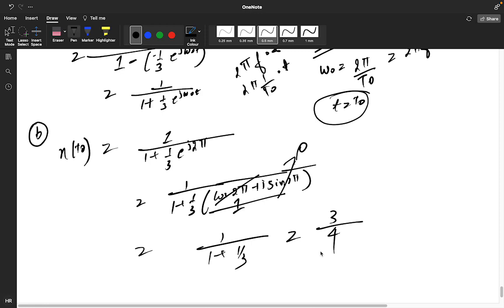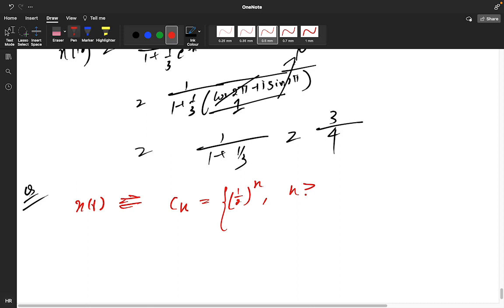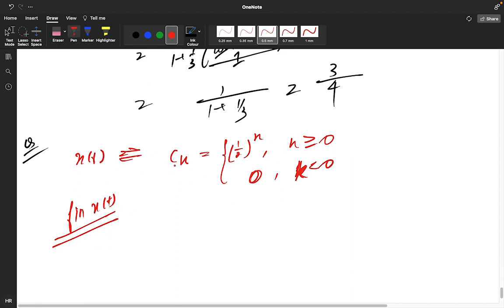You need to try one question by yourself, applying the same thing. This is also one GATE question. The question is like this: they had given x of t, with the ck value 1 by 2 to the power k for k greater than or equal to 0, and for k lesser than 0 the value is 0. You need to find the value of x of t. So guys, can you do it? They had given the ck value as 1 by 2 to the power k.